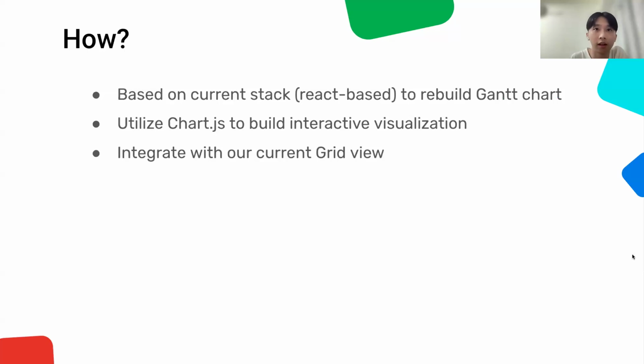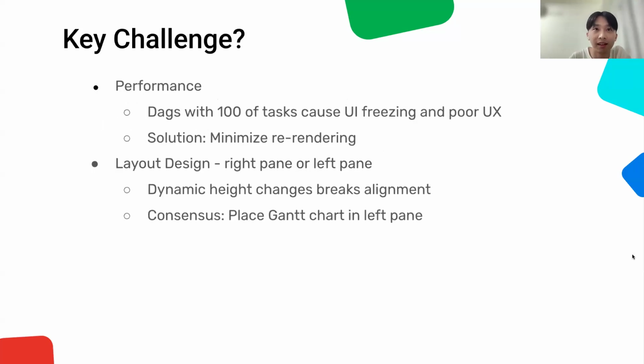Thanks. And how do we do it? Basically, we rebuilt the Gantt chart using our current React stack. We integrated Chart.js with the chart UI to make it interactive, and we made sure it fits smoothly with the rest of the current UI, like the grid view and the info pane. So next slide, please.